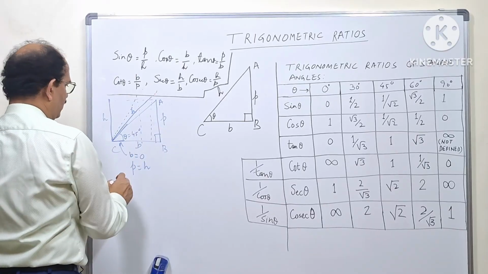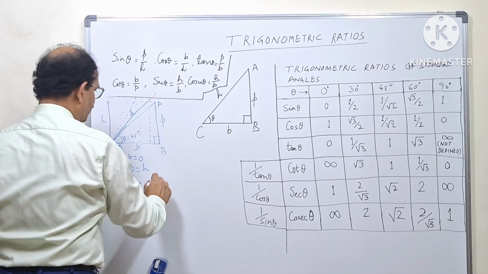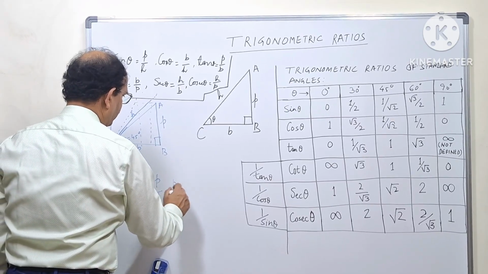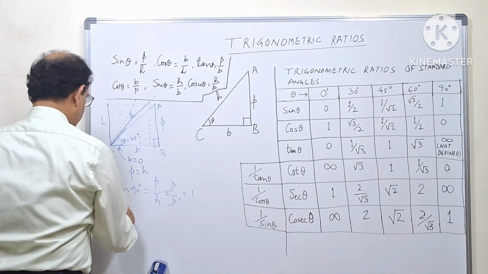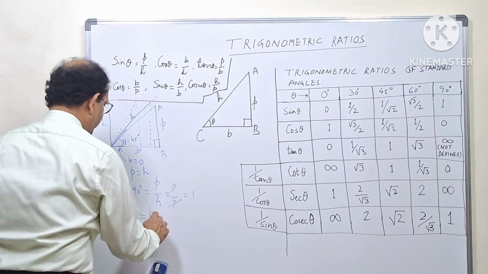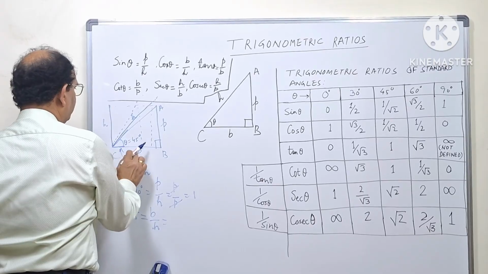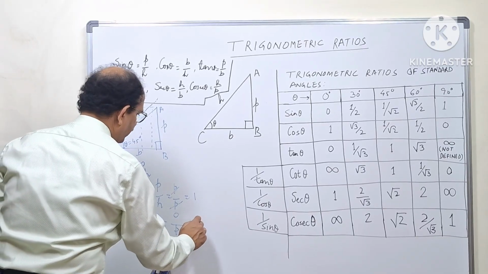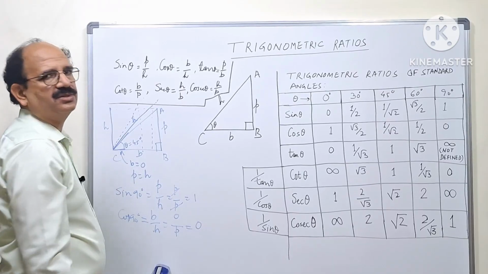Now let us talk about sine 90. Sine 90 degree will be equal to P by H, but P and H become equal, so P by P cancels, so this is 1. So sine 90 is 1. Let's talk about cos 90. Cos 90 will be equal to base upon hypotenuse, but in this case, because the base was shrinking, ultimately base becomes 0. So 0 upon whatever hypotenuse it is, that is equal to perpendicular. Any number, 0 divided by any number will always be 0.